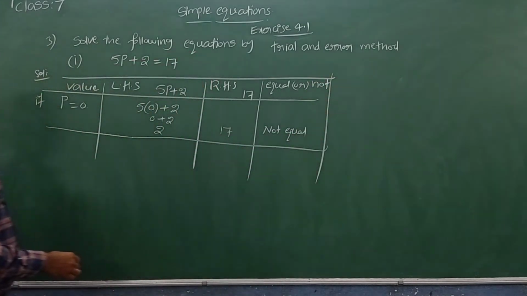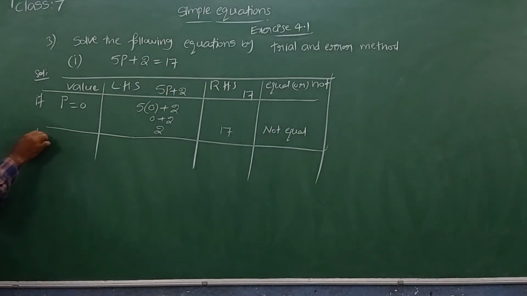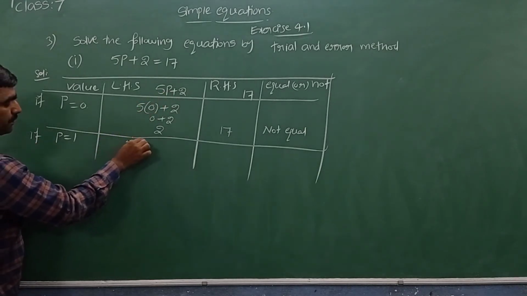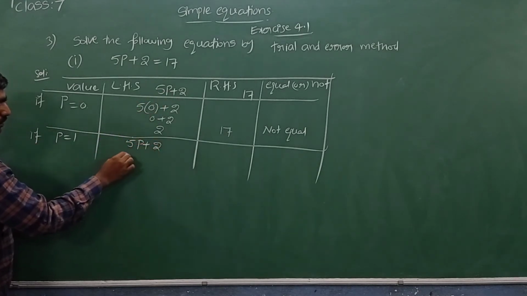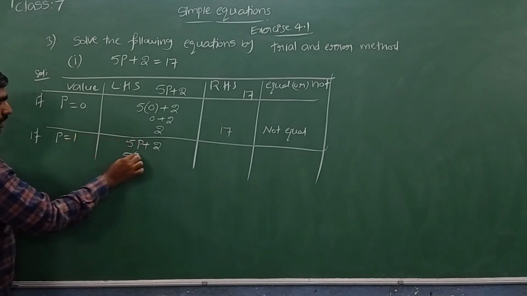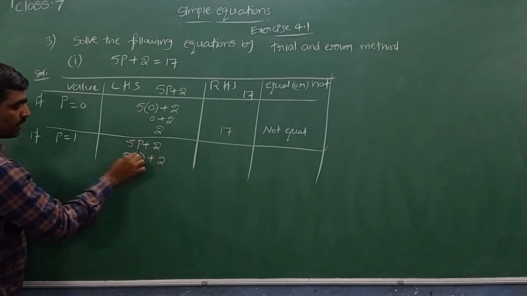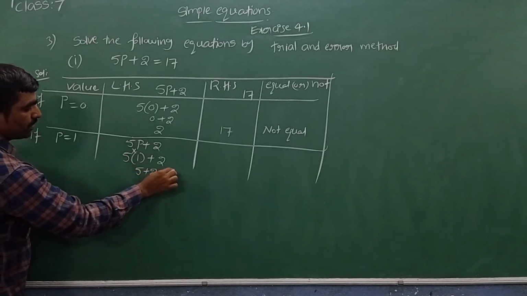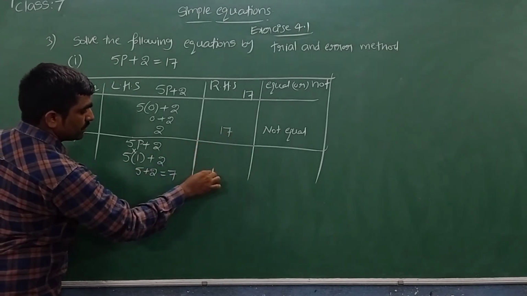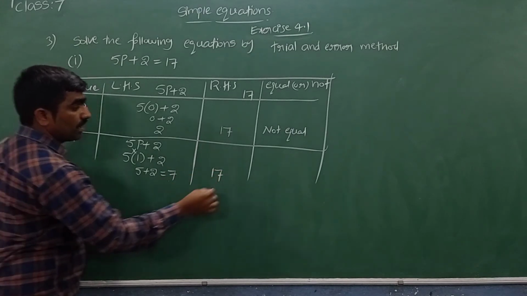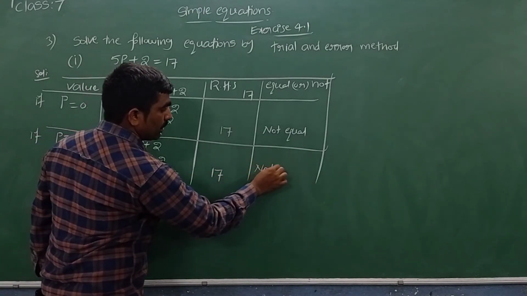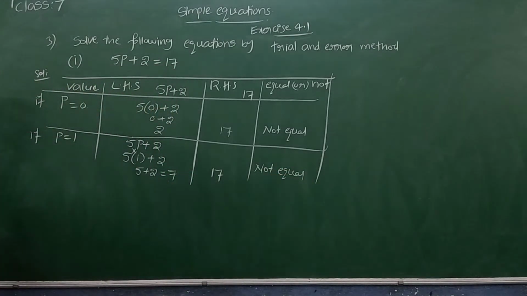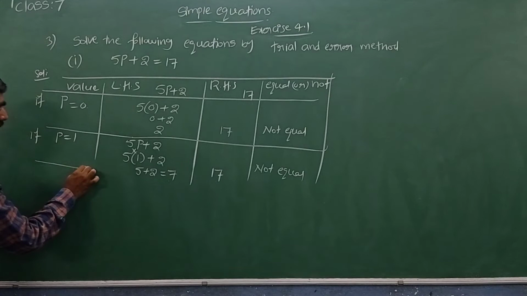Now let me write, if p is equal to 1, what is the LHS part? 5p plus 2. In the place of p, you write 1 in bracket plus 2. Bracket means multiplication. 5 ones are 5. 5 plus 2 is equal to how much? 7. What is the RHS? 17. 7 and 17, can we say both are equal? No. Both are not equal. Then let us go for the next value.